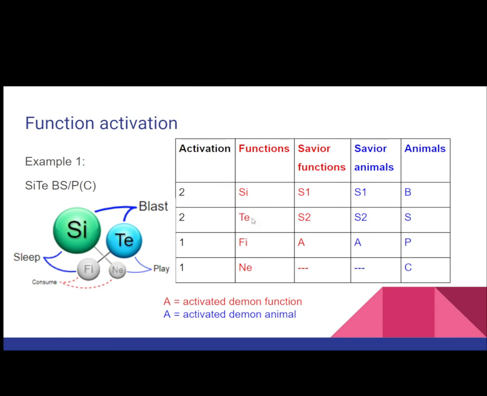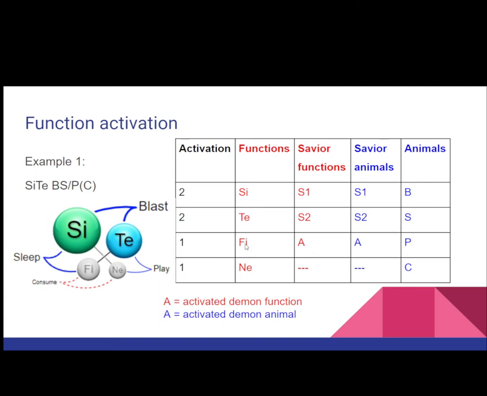Now the second function in the stack is TE. TE is also being activated from blast with SI. And it's also being activated from play, TE and NE. The line is thinner there because it's the third animal, it's a demon, but it's still activated. So that one's being activated twice.